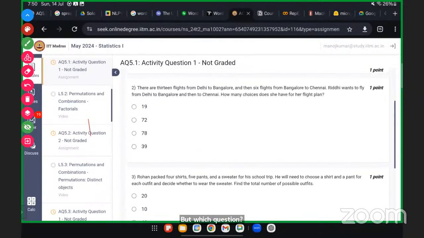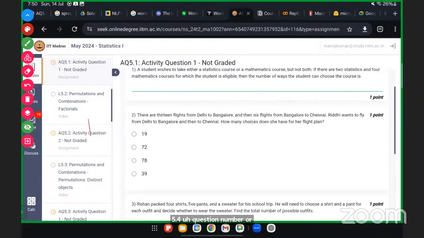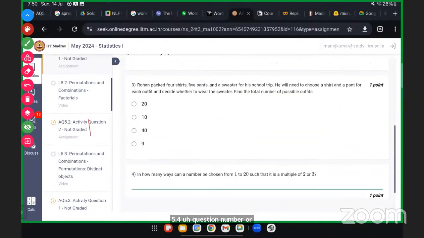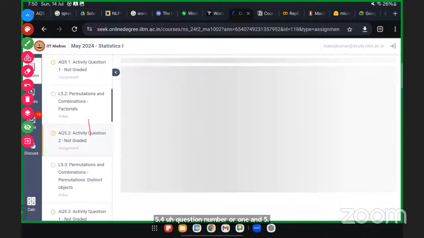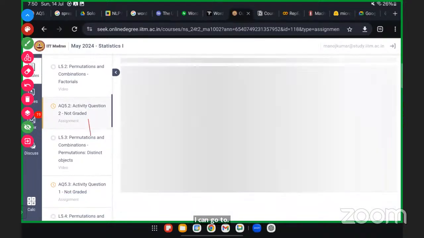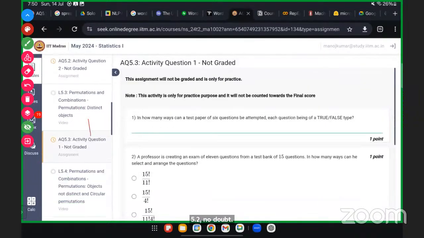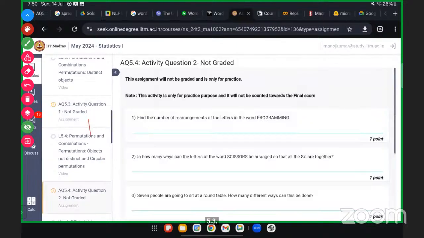Sir, 5.4, question number 1 and 5. So in 1 there is no doubt, right? 5.2, no doubt. 5.3, no doubt. Okay. 5.4, activity 1. Question number 1 and 5. Okay. Find the number of rearrangements of the letters. This is very easy, right? You just need to count it.